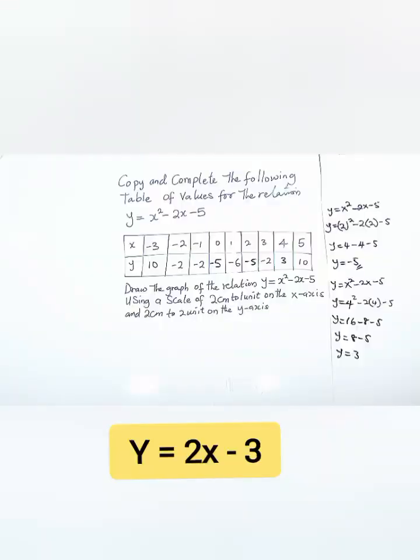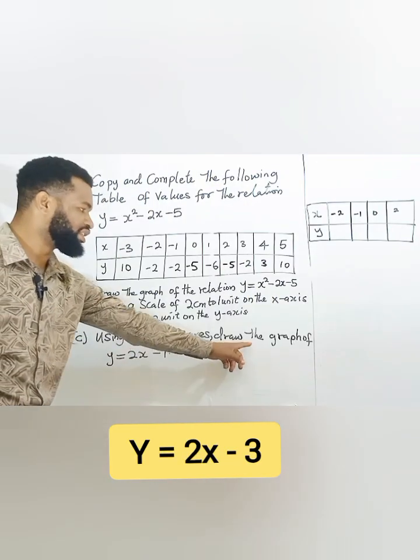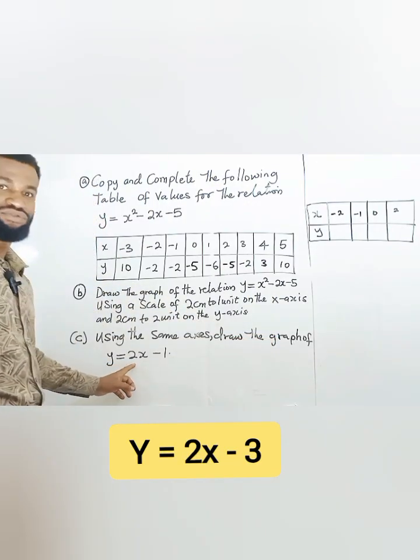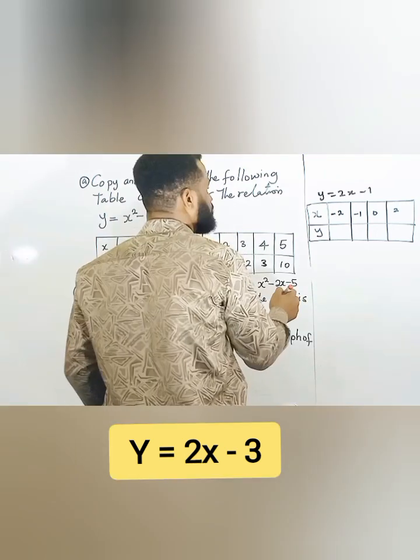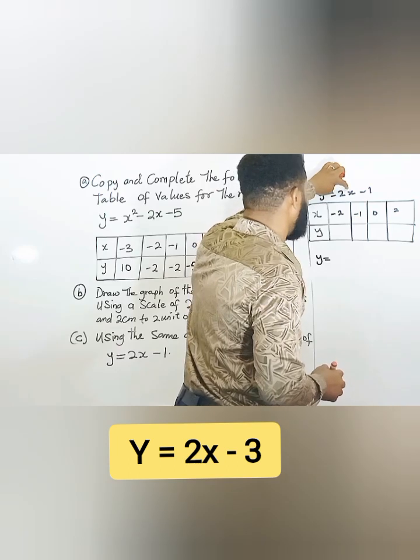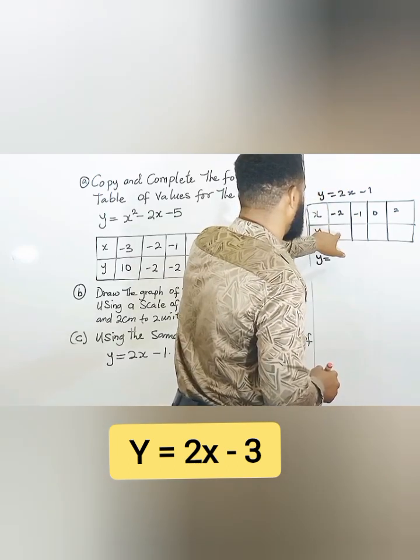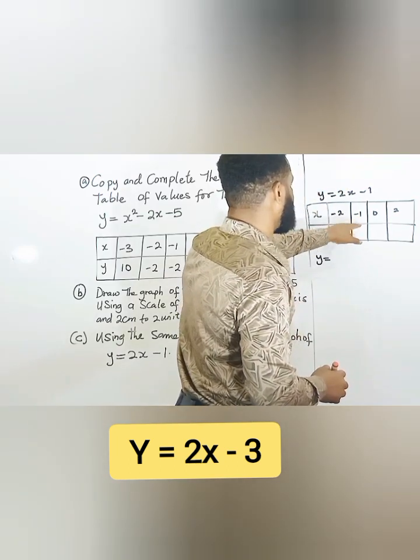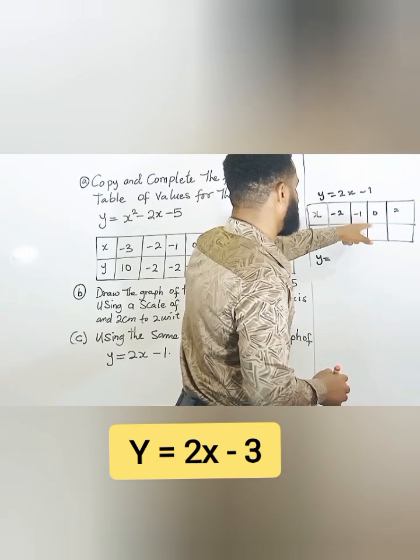So let's join. Using the same axis, draw the graph of y equal to 2x minus 1. What I'm going to do is, using this equation now, anywhere I see x, I'll put minus 2 in order to fill this part. Then when I go to this part, anywhere I see x, I put minus 1, the same thing.